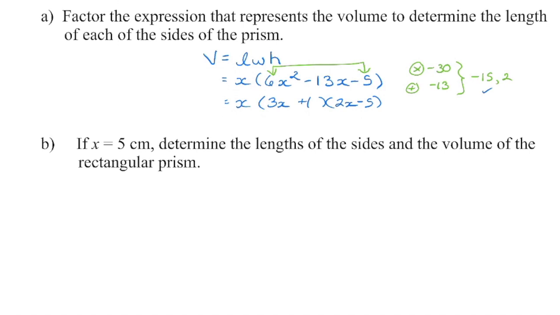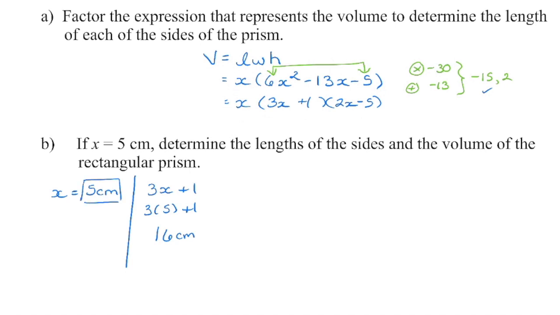In the second part of the question, we're going to again determine the lengths of the sides as well as the volume of the prism if x is equal to 5 centimeters. So I'm going to take my 3 factors, and my first factor here is just x. So I know one of the side lengths is going to be 5 centimeters. My second side is 3x plus 1. I'm going to substitute 5 in for x. 3 times 5 is 15, plus 1 is 16. So I know a second side is 16 centimeters.